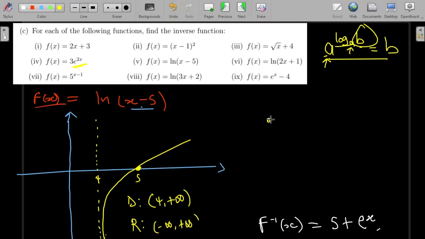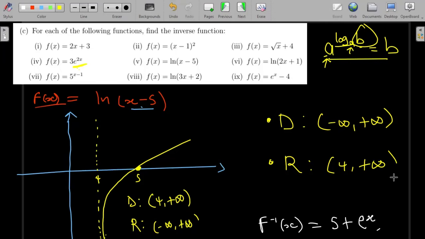We just said the domain for the inverse is the same as the range for the original function. So the domain will be minus infinity to positive infinity. And then the range will be the domain of the original function, so it will be 4 to positive infinity, like that.